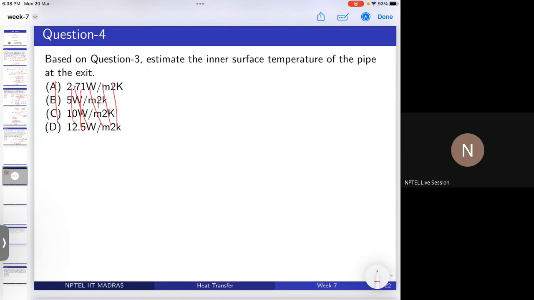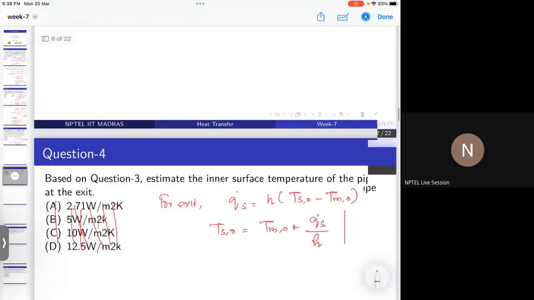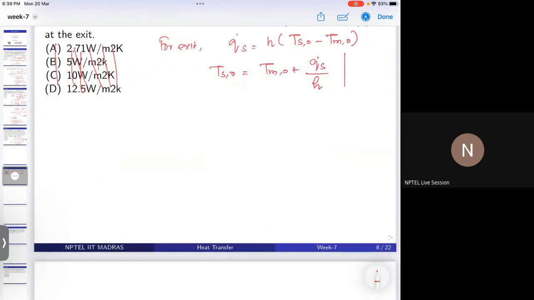Okay, I will start solving this. So the heat flux is equal to h, the heat transfer coefficient, times Ts,o minus Tm,o. This is for the exit. So we are asked to find out this Ts,o, which is equal to Tm at exit or outlet plus q dot s by h. So this Tm,o we already know. That is how much? This is 65 degrees Celsius. Okay. So our main task is to find out q dot s, the heat flux, and h.